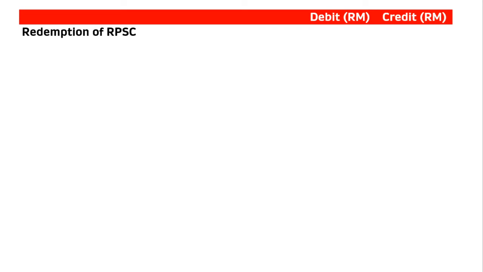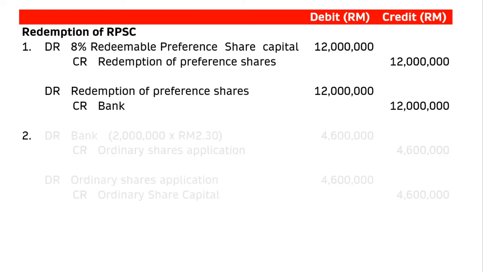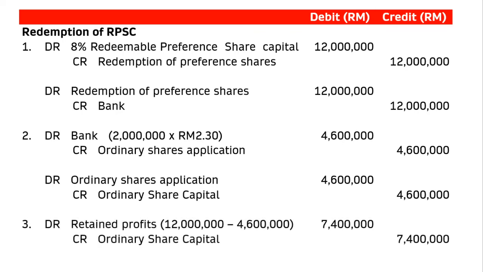Okay, so let's do the first part, redemption of RPS. So we're gonna do this quickly. Do step one, redeem and pay. Then step number two, the issuance of shares. Okay, the money received and transfer it to ordinary share capital. And then step number three, cover with your retained profit. Okay, the amount that have not been covered by the issuance of shares. That's it. Very simple. Okay, you should score 100 marks for this one.